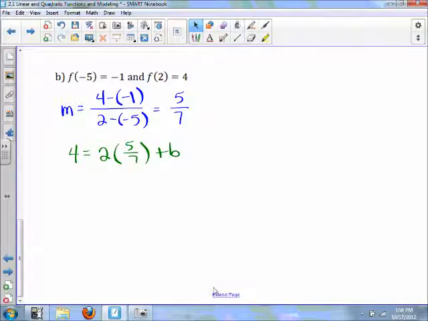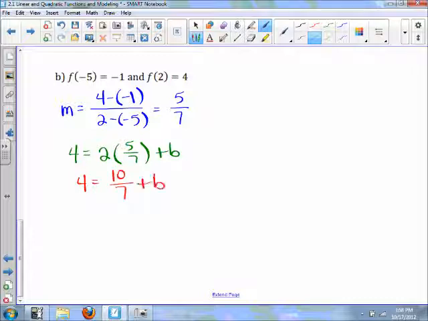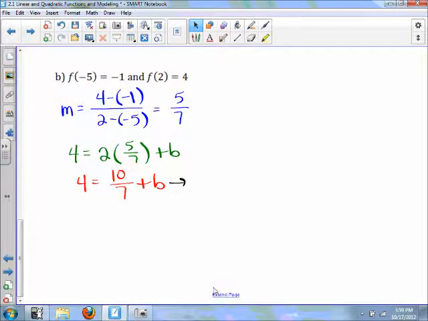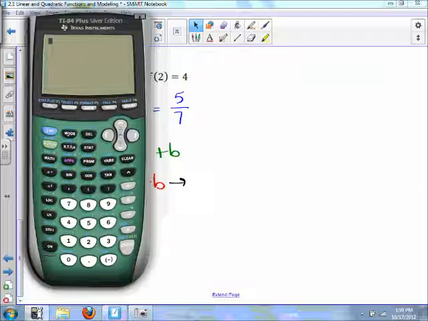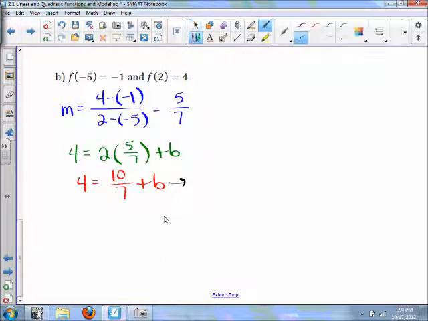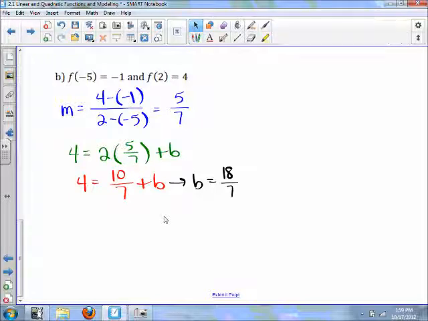That's what we'll have. Simplifying, we'll have 4 equals 10/7 plus b. Now we're going to subtract that, which means b will be 4 minus 10/7. What's nice, that's why we have our calculator here. 4 minus 10/7 would be 18/7. And leave it just like that, that's fine.